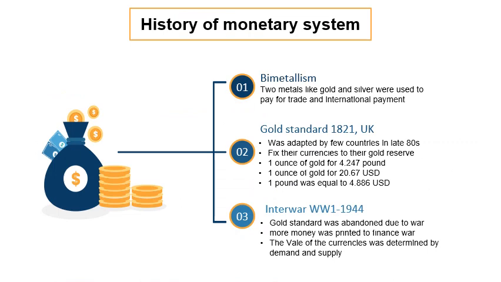Now we have come to the history of monetary system, where we will find out that over the course of history we have adopted many different types of monetary system in order to solve our problem with paying for a product inside a country or outside the country. The first one was bimetallism, where people used gold and silver as a currency to pay for products inside the border or outside the country.